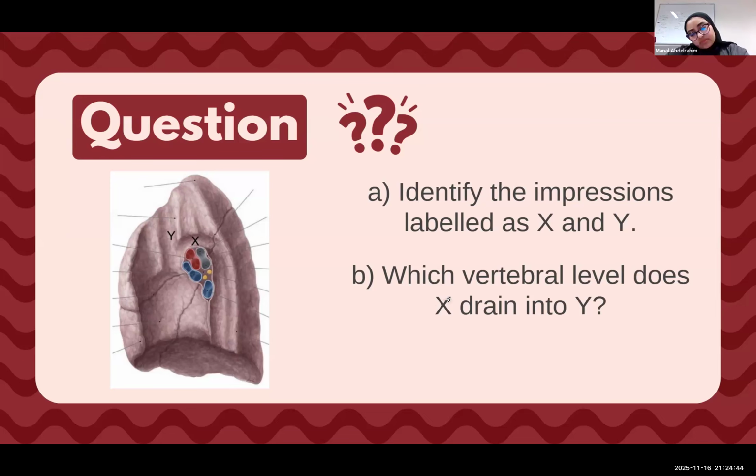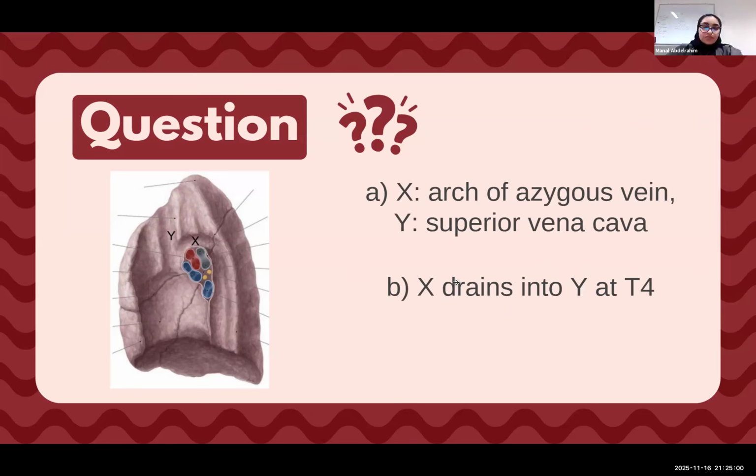Actually, this is not part of here. This is part of the mediastinum. At the T3, T4 level. T4. Okay, at T4. So was this clear? Do we move into cross sections?